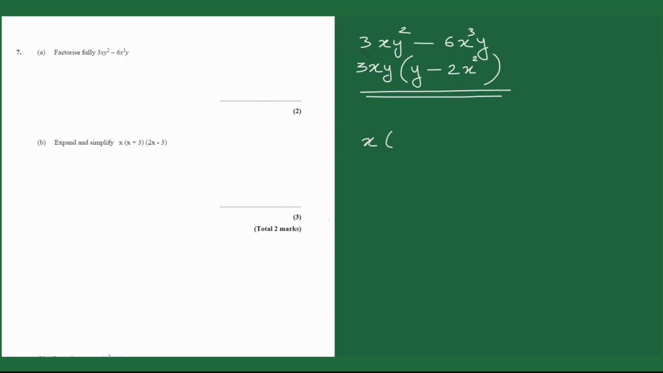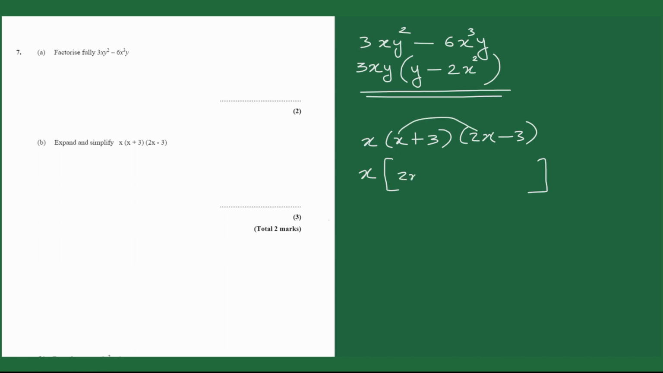B part is a 3 marks question. x(x plus 3)(2x minus 3). So you can keep this x and multiply the other two brackets first, or you can multiply by x and after that multiply it again by the remaining expression.